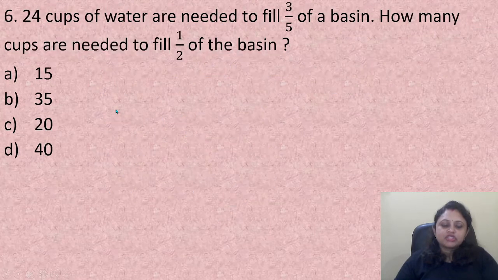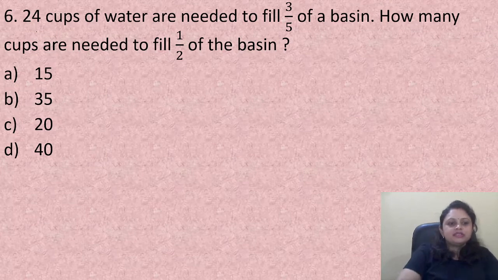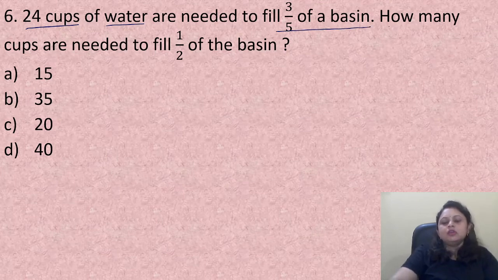Coming to the next question, 24 cups of water are needed to fill 3 by 5 of a basin. How many cups are needed to fill half of the basin? Option A 15, B 35, C 20, D 40. So in the question it is given that 24 cups of water are needed to fill 3 by 5 of a basin. What we need to find out? We need to find out how many cups are needed to fill half of the basin.